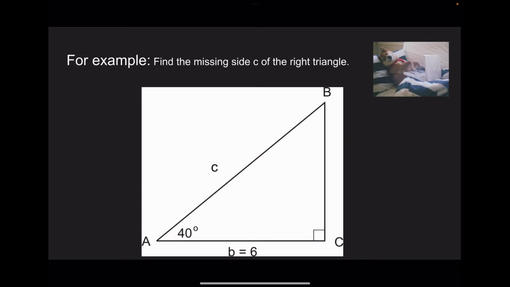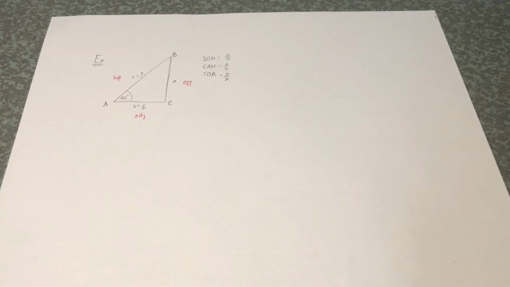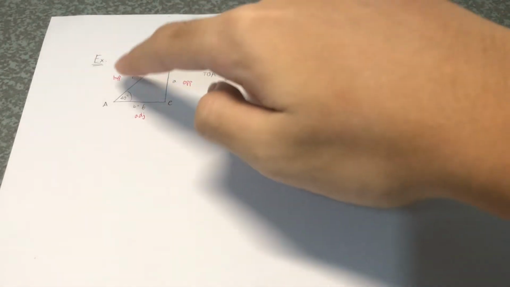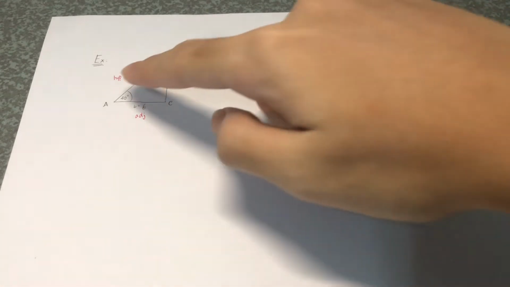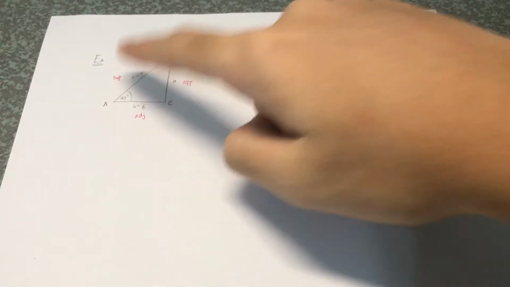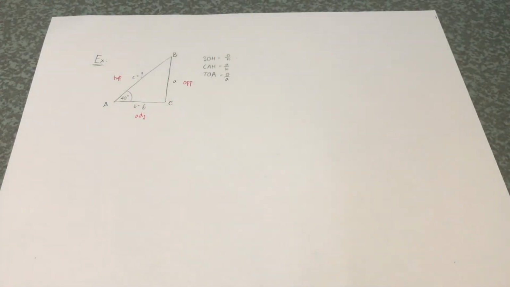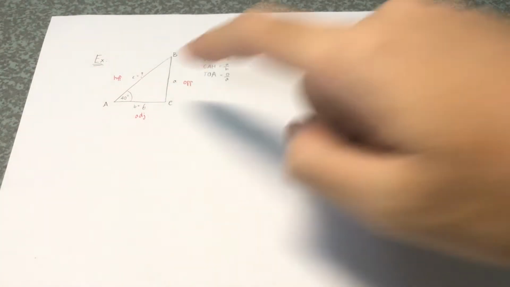For example, find the missing side C of the right triangle. How do we know which of those 3 trigonometric ratios to pick? Our main purpose for this question is to find the missing side C, the hypotenuse. You are going to pick the one that includes both the side that you want and the side whose value you already know. We want to know C, the hypotenuse, and we already know the adjacent, which is 6.